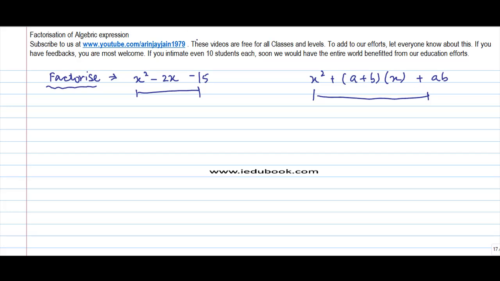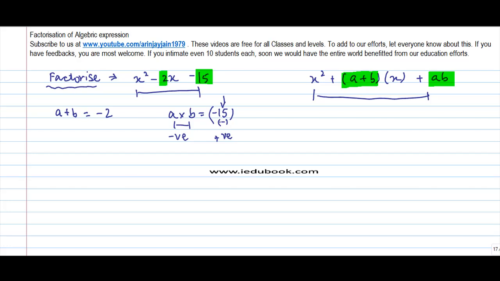Now if you compare this with this, what you get to know is that a plus b here is equal to minus 2 and a into b is equal to minus 15 actually. Now the product of two numbers a and b can be negative only if either of these two numbers is negative. So one has to be negative and the other has to be positive, because if both are positive the product has to be positive. If both are negative, even then the product has to be positive.